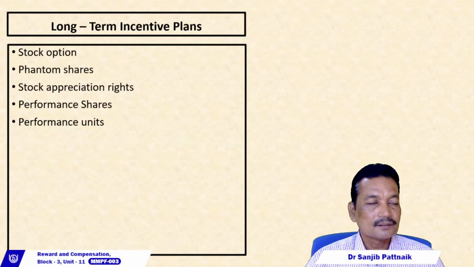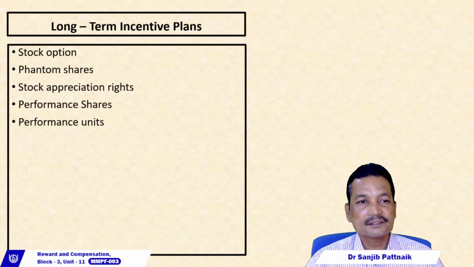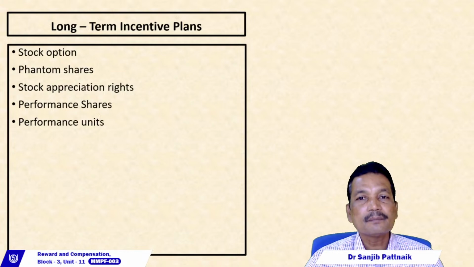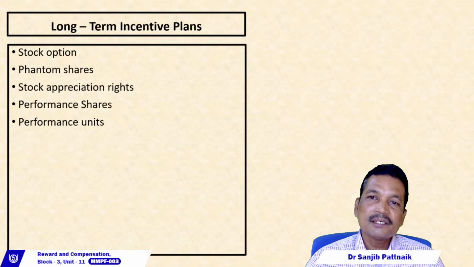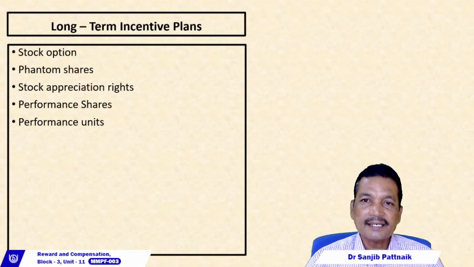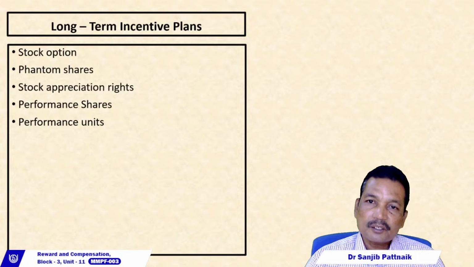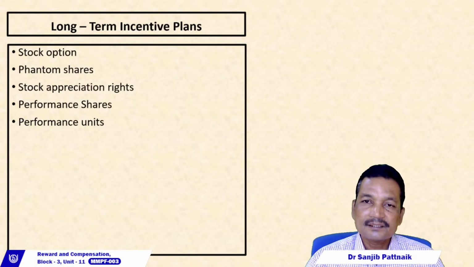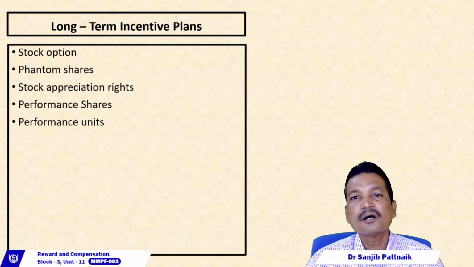Now let us look at some of the long-term incentive plans that are available. One is stock option. Now instead of paying a monetary bonus, what will the organization do? It will give the employees the right to purchase the stocks or the shares at a set price in a given future period of time or on a set date.